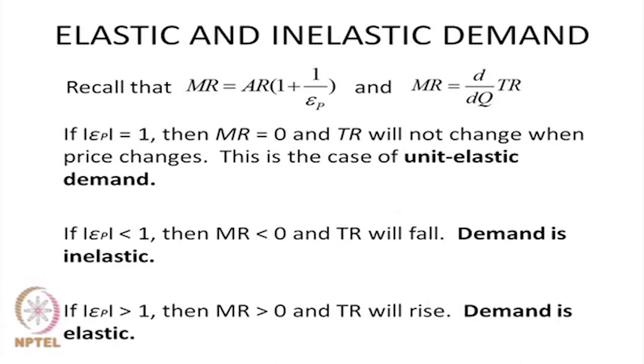Now, if mod value of epsilon P is less than 1, then MR has to be less than 0, and TR therefore, will fall, which means that as price increases, the total revenue will fall, and this is a case of inelastic demand. We will explain these things in more detail a little later. Now, take the case of the mod value of epsilon P greater than 1. Epsilon P is negative, the mod value being greater than 1, this quantity MR will rise, and the demand therefore, is elastic.